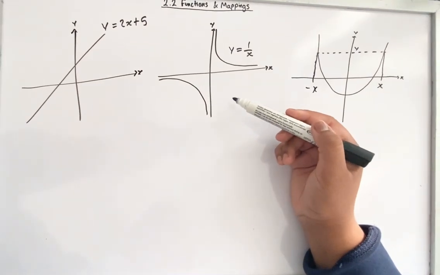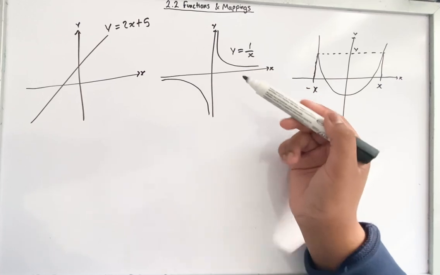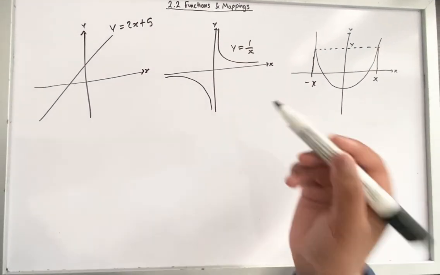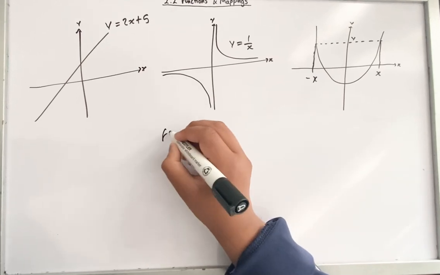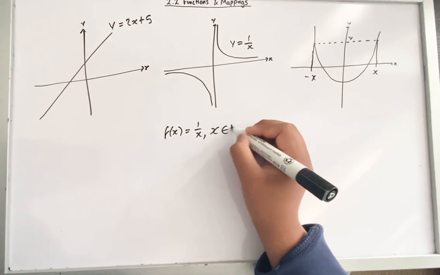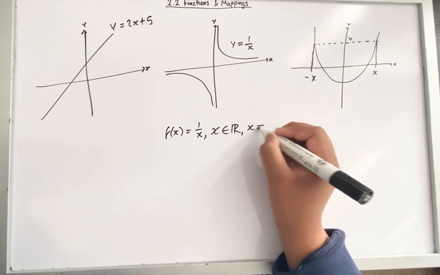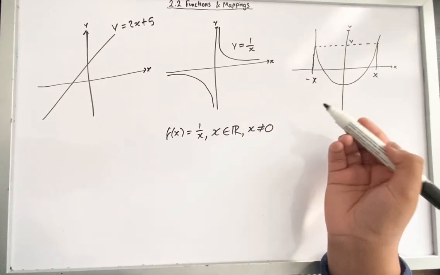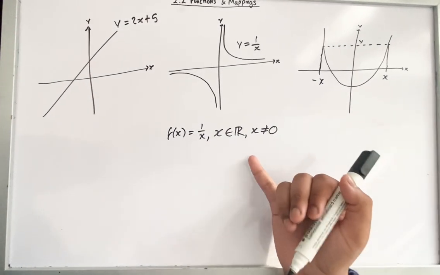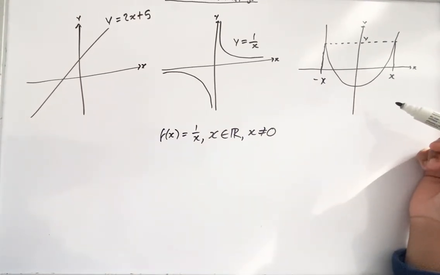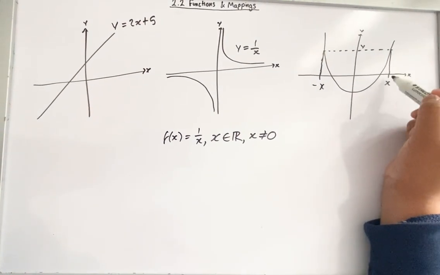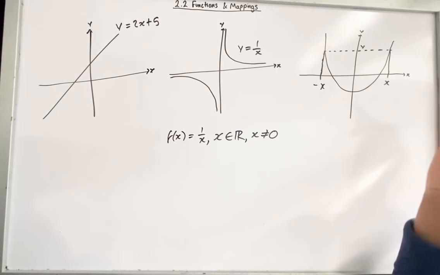If we take this, y equals 1 over x, it's one-to-one, but it's not defined for x equals 0, so it's not a function. It can only be a function if it's defined as f of x equals 1 over x for real values of x, such that x is not equal to 0. Every other value of x has an output except for x equals 0, so we have to restrict it to this. For this last one, it's a many-to-one function, as many values such as x and minus x can have the same y value, and it is a function.